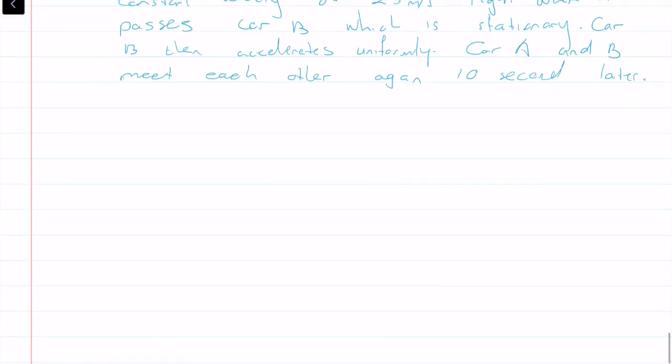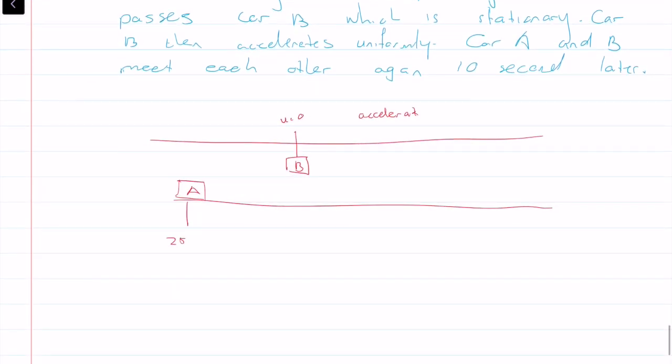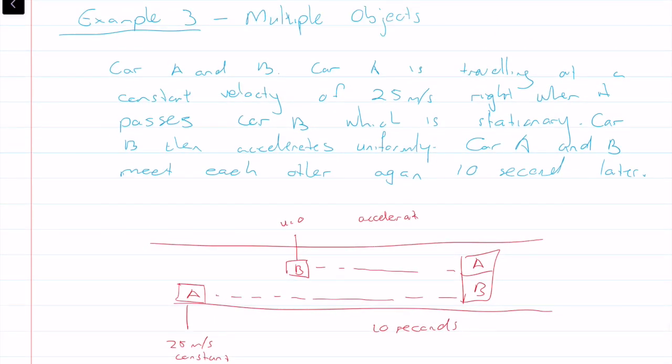So basically what we have is, we're looking from on top. So we have car A and we have car B. Initially car B is at 0, then it accelerates. Car A is initially at 25 meters per second, constant velocity. They both travel, B also starts to move, and 10 seconds later they're both together next to each other. Okay, so that's the breakdown of this question.